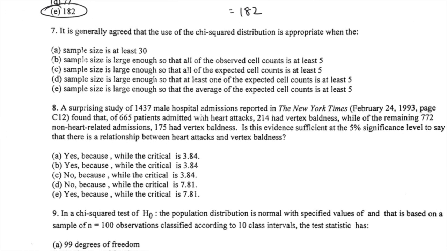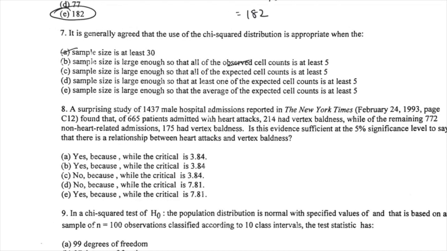It is generally argued that the chi-square distribution is appropriate when we have an expected cell count that's at least 5. So let's find out. Sample at least 30? Nope, that's nearly normal for the t-test. Observed cell counts? No. Sample size is large enough so that all the expected counts are at least 5. Yep, that's the one. Sample size is large enough for at least 1? No. So yeah, definitely C.